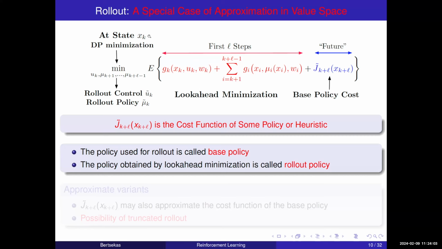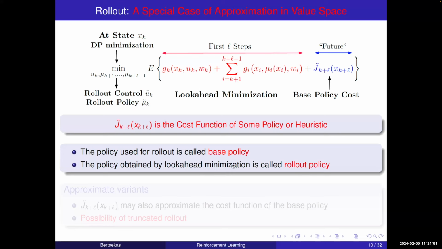So once we perform this minimization, we obtain a control. And this control, we call u_k tilde, the rollout control. And the rollout policy maps to this rollout control at a particular state xk. So the future cost, or the base policy cost, is obtained by some policy or heuristic that we simulate, maybe for a limited number of steps or perhaps to the end of the horizon in the case of a finite horizon problem. So the policy used for rollout is called the base policy. That's this. And the policy obtained via lookahead minimization is called the rollout policy.